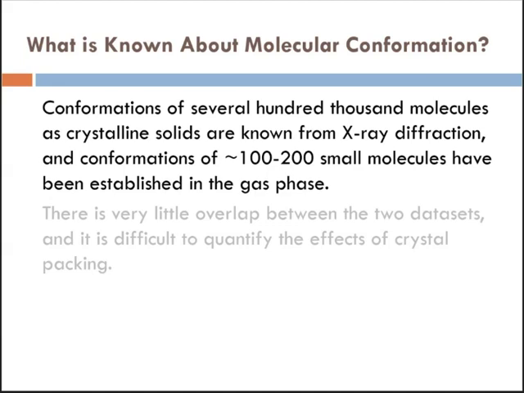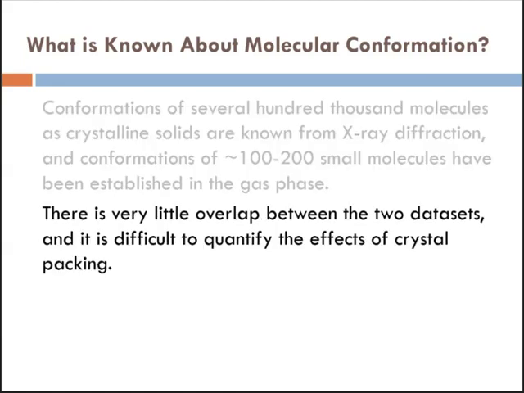The equilibrium conformations of very few molecules, maybe 100 or 200, and they're all small, are known. One of the problems is there's almost no overlap between this set and the crystallographic set. Small molecules tend not to crystallize, and big molecules are too cumbersome to actually do anything with. And so we really don't know very much about what crystal packing does. We have some ideas, but we really don't have a quantitative feeling about how packing affects structure.